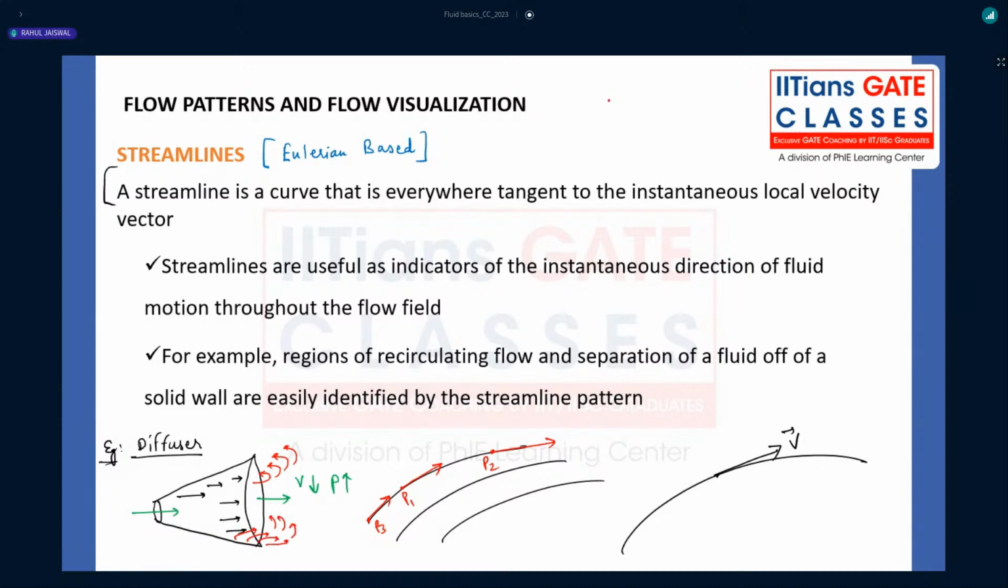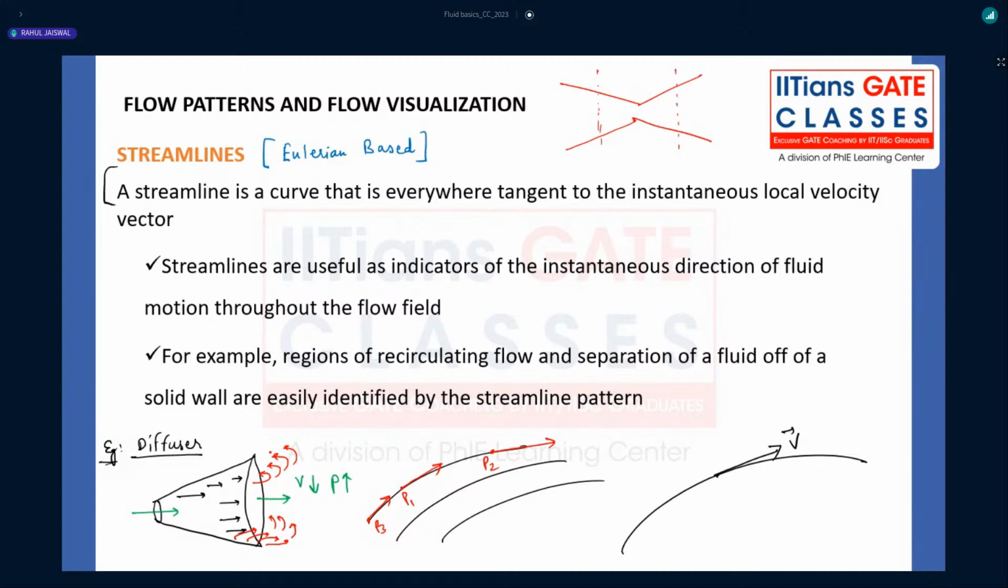Now a very basic question. Suppose you have the convergence section or you have the divergence section, right? Whenever you observe the shocking phenomena happening, it is happening in the divergence section, not in the convergence section, right? In the divergence section, there are high chances of separation. The fluid may get separated from the solid wall, such that the shocking phenomena happens in the divergence section.